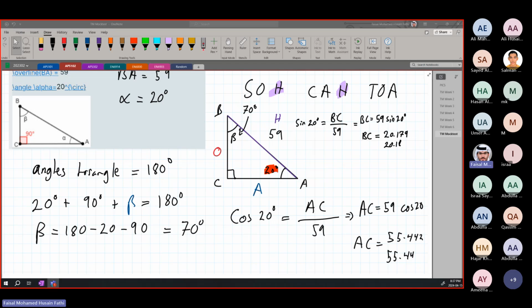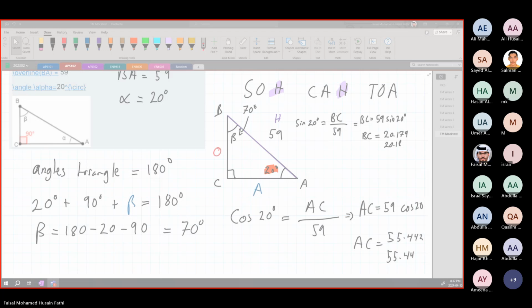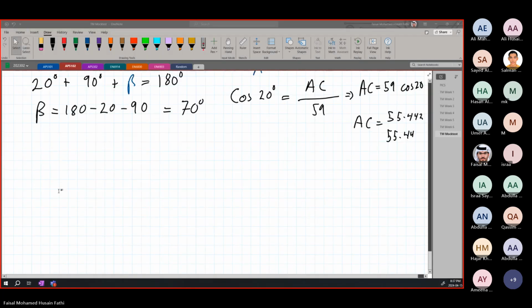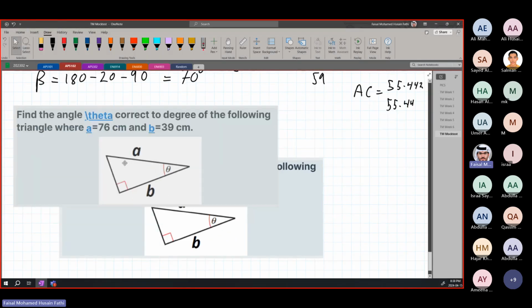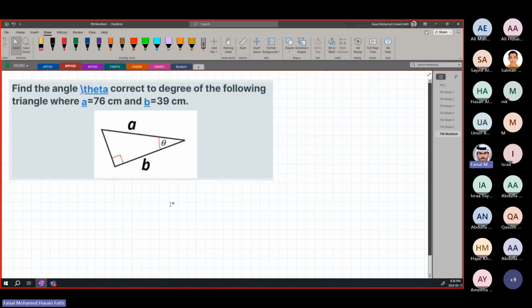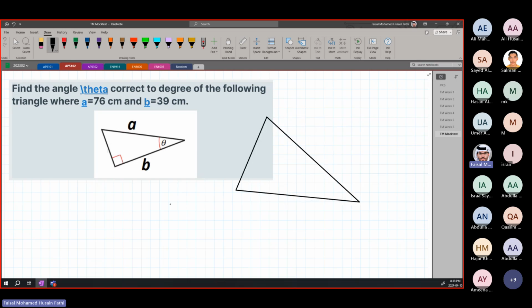So the question says, find the angle theta, correct to the nearest degree, of the following triangle where A is 76 centimeters and B is 39 centimeters. So now we're given sides. We're given two sides. So if I just redraw this triangle, this is what it looks like.